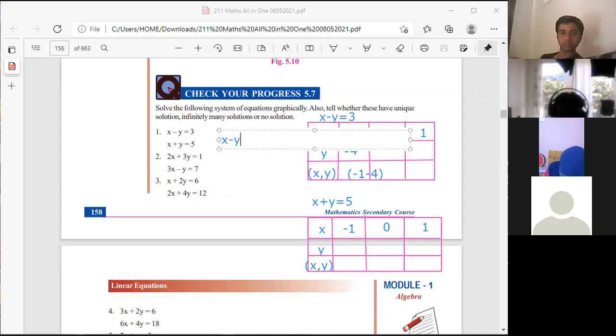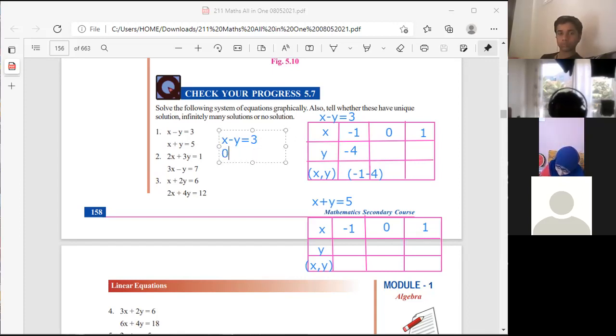x minus y is equal to 3. We have to do the same thing for the same equation. You have to see which box, which equation I'm doing. I'm doing the first equation, no? So I have to substitute in the first equation only.